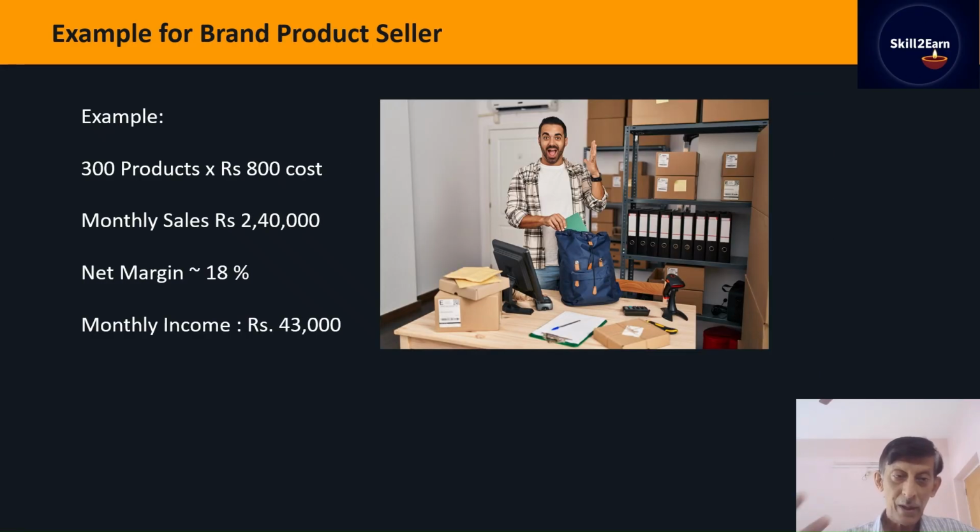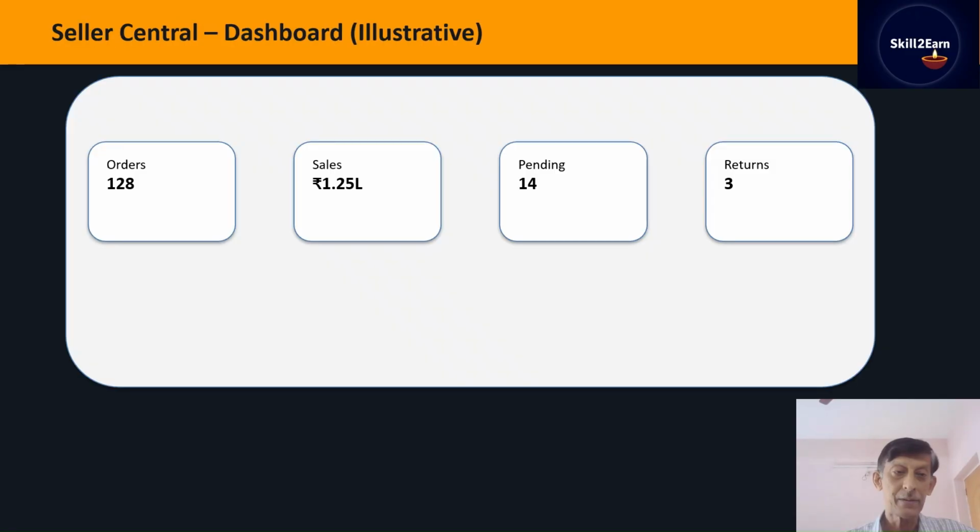Similarly, if you are a brand product seller, you have already established yourself and you are able to sell more. Suppose you sell 300 products at the cost of 800, monthly sales is 2,40,000, net margin may be around 18%, and monthly income can be 43 to 45,000 depending on how much sales you are able to make. People generally have a question on how much money I will make. That is why I have taken these two examples.